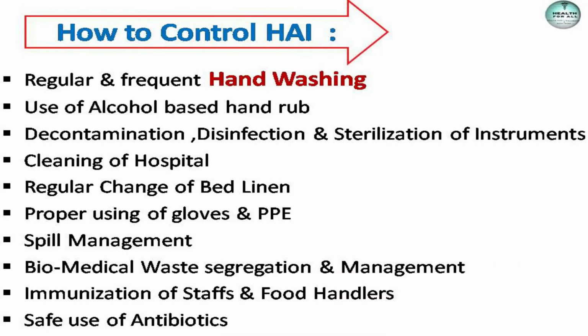Now, how to control HAI? There are certain measures we can use to prevent hospital acquired infections. Number 1, regular and frequent hand washing. Number 2, use of alcohol based hand rub. Number 3, decontamination, disinfection and sterilization of equipment and instruments. Number 4, proper cleaning of hospitals. Number 5, regular change of bed linen. Number 6, proper use of gloves and PPE. Number 7, spill management. Number 8, proper segregation of biomedical waste, that is, biomedical waste management. Number 9, immunization of all staff and food handlers. And number 10, the most important, safe use of antibiotics.